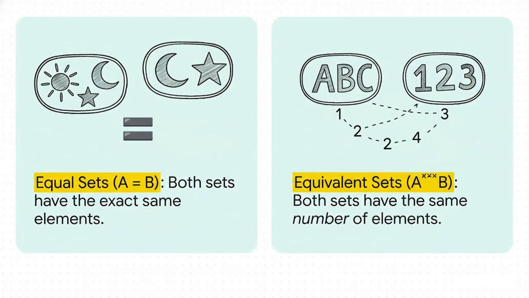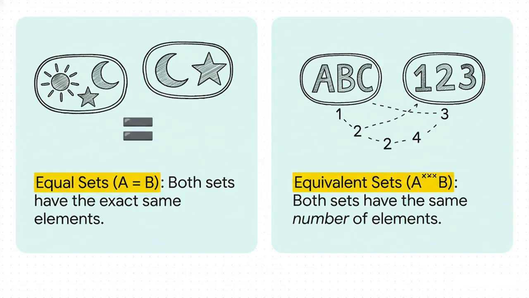Here's another one that can trip people up, but it's pretty simple. Equal sets mean they have the exact same stuff inside them. The order doesn't matter, but the elements have to be identical. Equivalent sets are a little different. They just have to have the same number of elements. So the set apple, banana, cherry is equivalent to the set 1, 2, 3 because they both have 3 things in them, but they are definitely not equal.